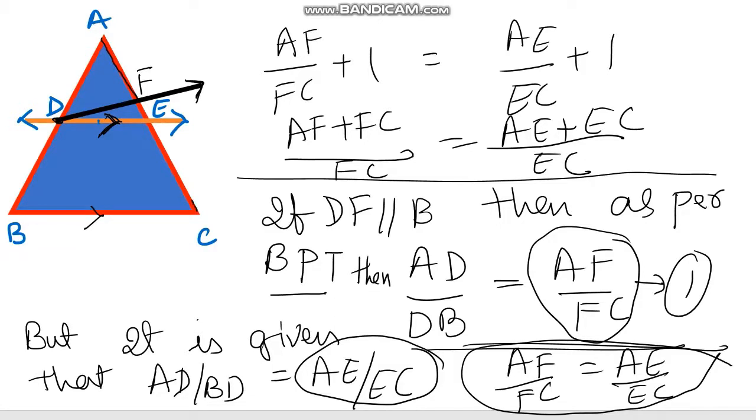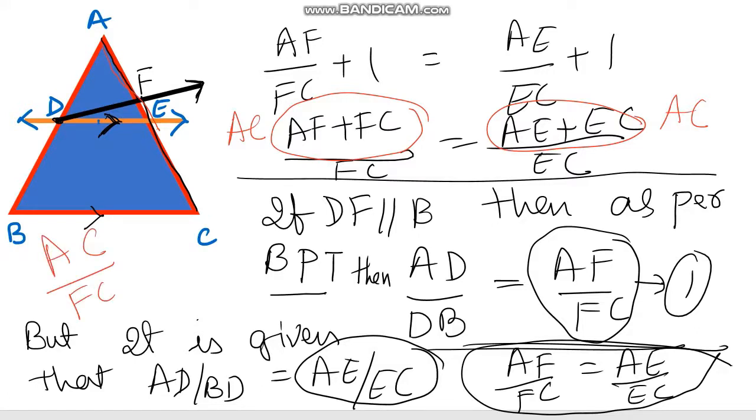AF plus FC means what? AC, isn't it? This is becoming AC. Okay. Now AC by FC. Now this AE plus EC, what are you getting? AE plus EC is also equal to AC. Now see, AC by FC equal to AC by EC. What are you getting? AC by FC equal to AC by EC. How is it possible? It will be possible only when F will be equal to E.